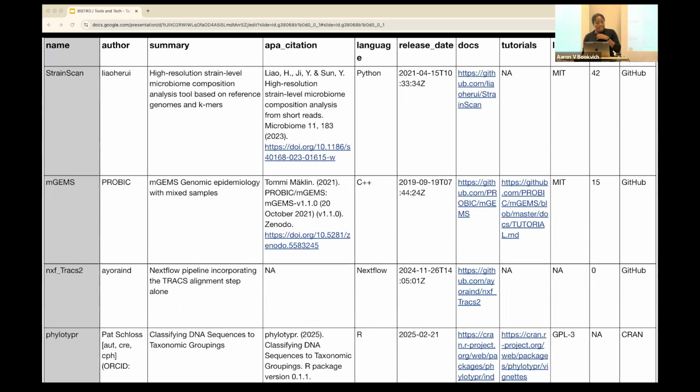And so from this, some of the tools that I had and I would easily come up with, it would provide me links to the tools, tutorials, the languages that they're in, and the citations for me to put in, and different summaries.